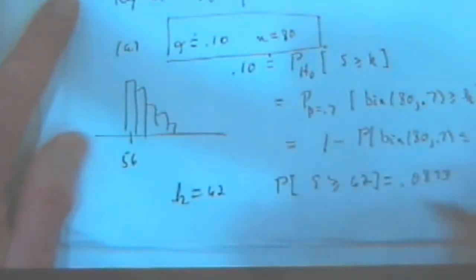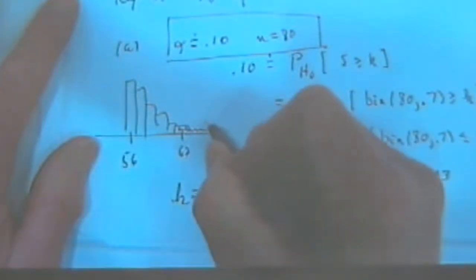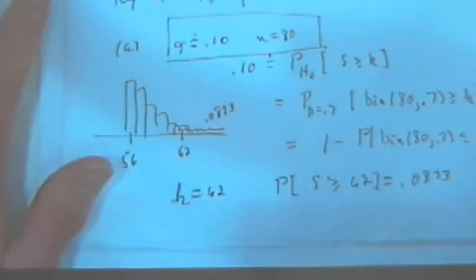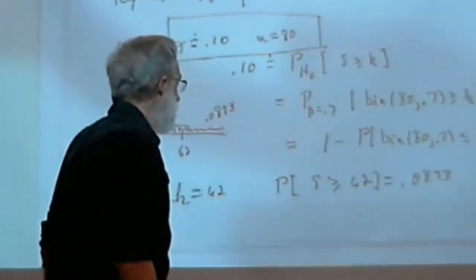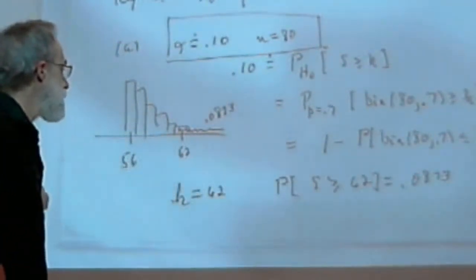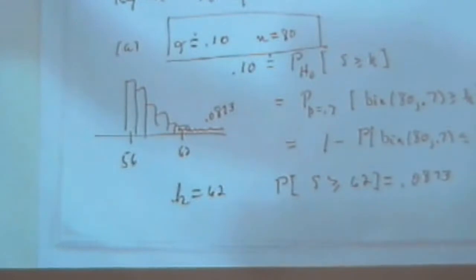So in this problem, if you're testing P equal to 0.7, right? So the binomial would be like this. It would peak at 56, right? That would be the null mean. And if you go out here to 62, then the probability from that point on is about 8%. So then our test would be, you reject H naught if S is greater than or equal to 62, and the probability of type 1 error is about 8%. Okay, so that would be setting up the test.